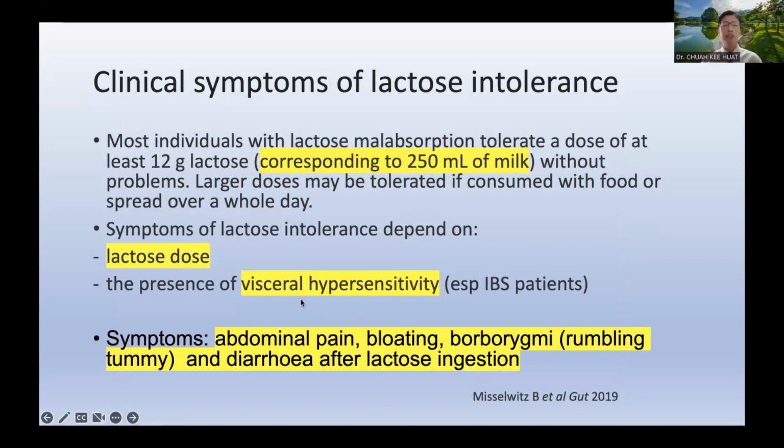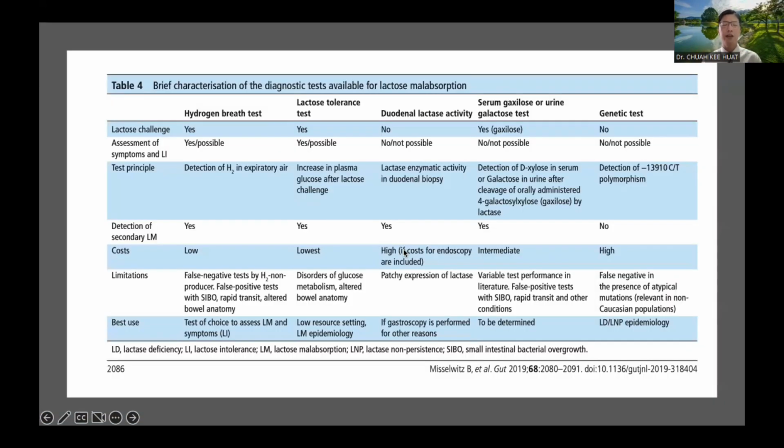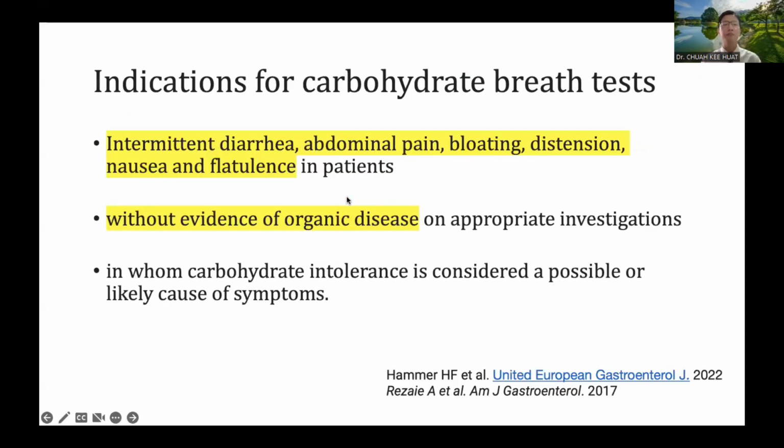However, most individuals, despite lactose malabsorption, can tolerate up to a dose of 12 grams of lactose, corresponding to 250 ml of milk. The symptoms will depend on lactose dose. Of course, a higher dose will have more symptoms, and also whether there is presence of visceral hypersensitivity in the situation of IBS patients. Symptoms like abdominal pain, bloating, rumbling tummy, and diarrhea after lactose ingestion. Many tests can be done, but the test of choice suggested by this review article is hydrogen breath test because of the various benefits.